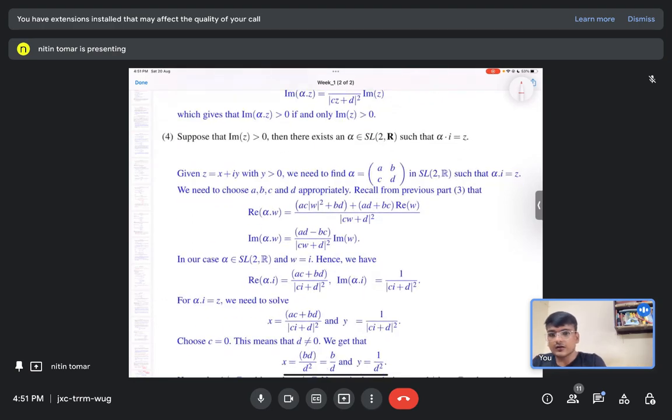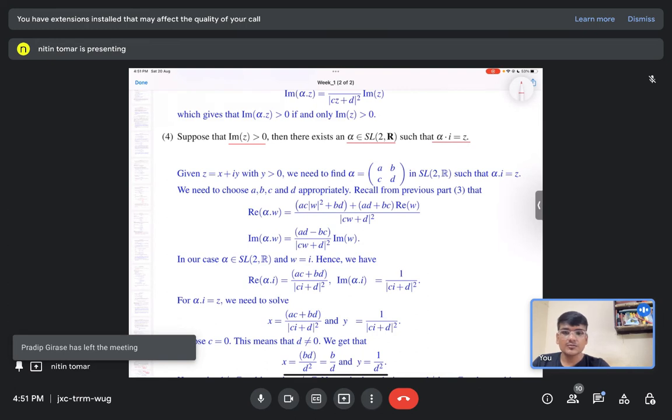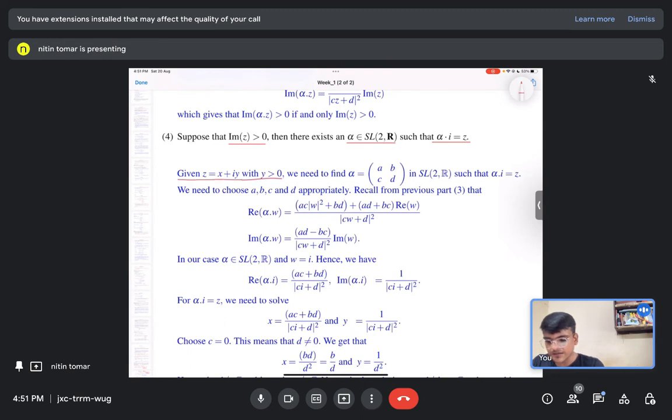Okay. Now the fourth question: if the imaginary part of Z is positive, then there exists alpha in SL2R such that alpha dot I is Z. Now what do we have to do? We are given some Z whose imaginary part is positive, so Z equals x plus iota y with y positive. Now we need to find alpha with entries A, B, C, D in SL2R such that alpha dot I is Z. I could directly write one alpha which will satisfy this equation, but we are here to see how this is possible, how that example comes about.